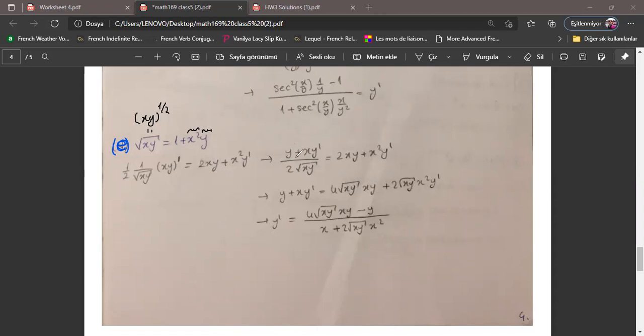Now what do we have? For this one, the first one's derivative is 1, so we have 1 times y plus the first one times the second one's derivative. That's why we have this one here, over 2 times square root of xy, and on the right we have the same. Then we just isolate y prime to get the implicit differentiation. Okay, and we're done.